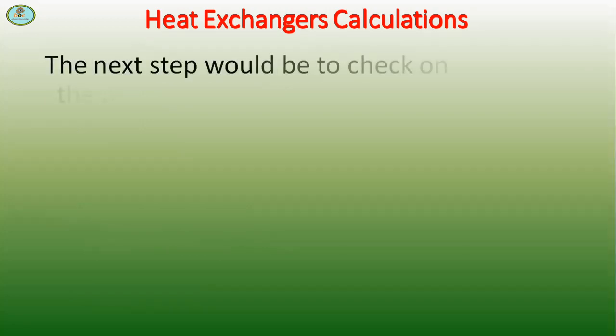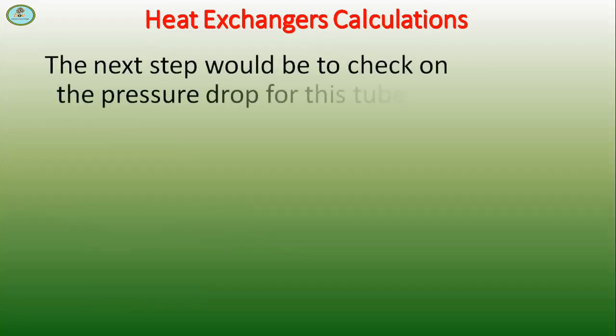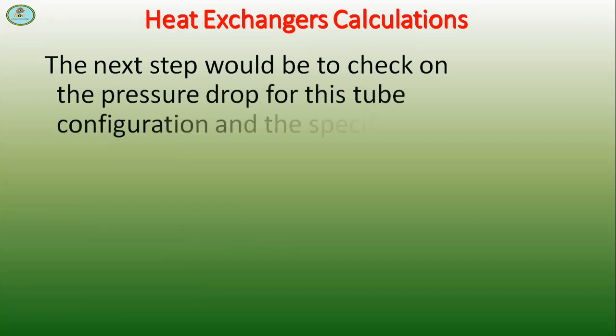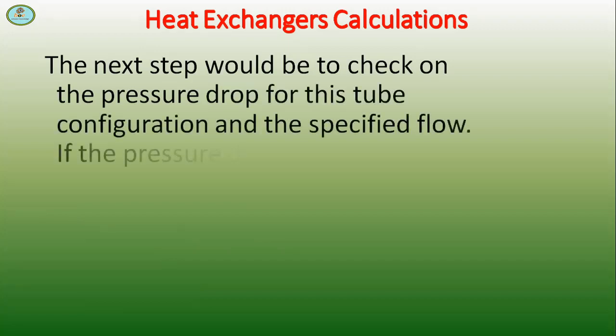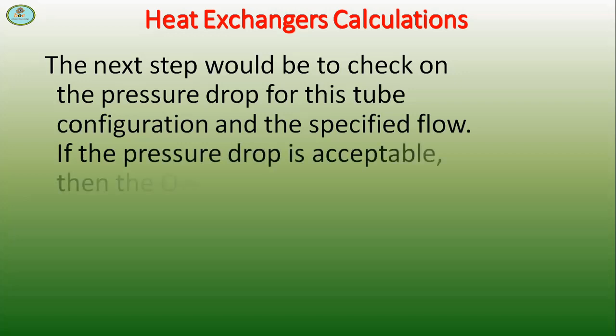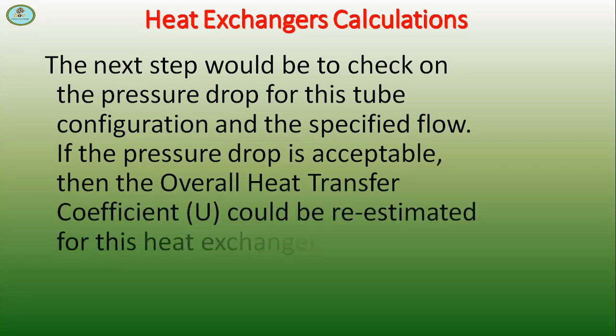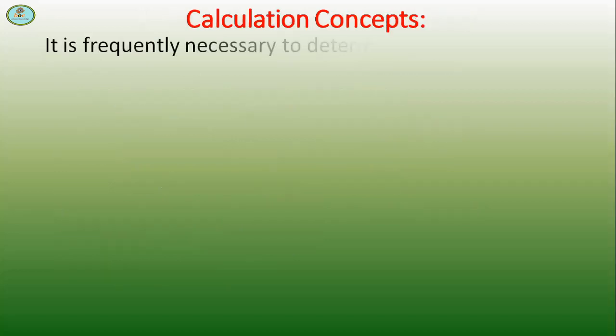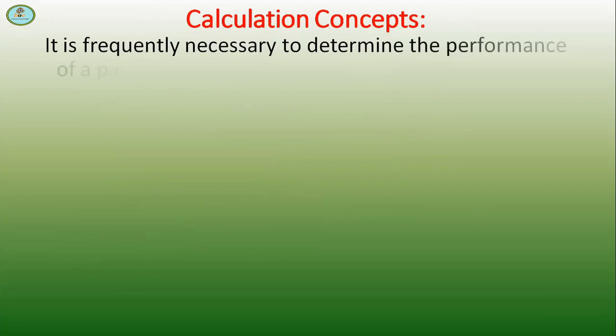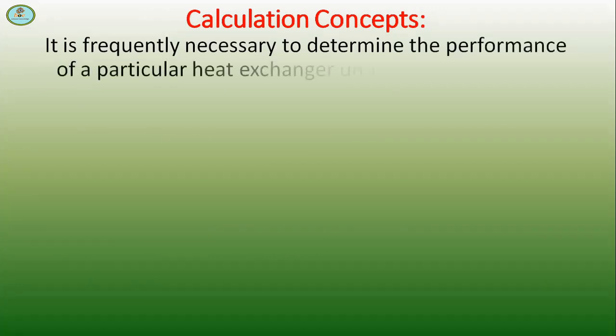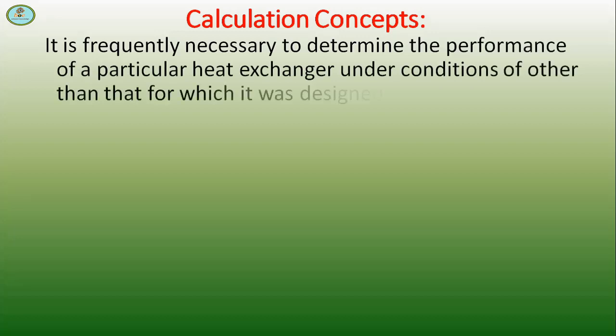The next step would be the check on the pressure drop for this tube configuration and the specific flow. If the pressure drop is acceptable, then the overall heat transfer coefficient could be re-estimated for this heat exchanger configuration. It is frequently necessary to determine the performance of a particular heat exchanger under conditions other than that for which it was designed.